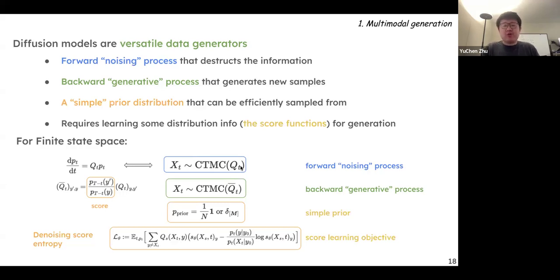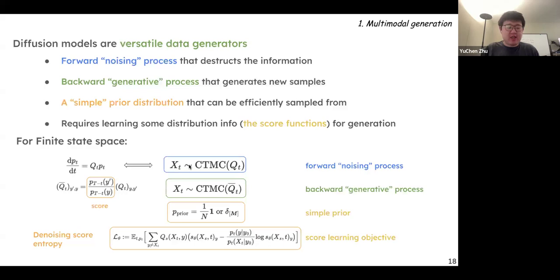If we choose Qt properly, we can make this the stationary distribution. We can make this process start from any data distribution, turning it into a simple distribution such as the uniform distribution or a delta distribution at the additionally introduced absorbing mask token, depending on which Qt we choose. We can also perform score learning, but this time not using the L2 norm. It's going to be a term called the score entropy, where the ground truth is the true score we target here.